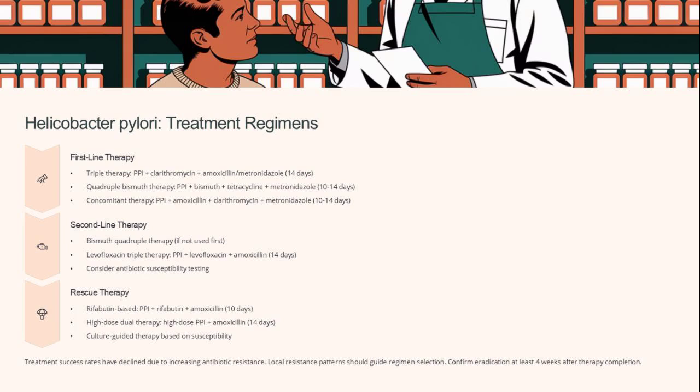Treatment regimens for Helicobacter pylori involve first-line, second-line, and rescue therapies. These regimens are tailored based on antibiotic susceptibility and patient response, ensuring effective eradication of the bacteria.